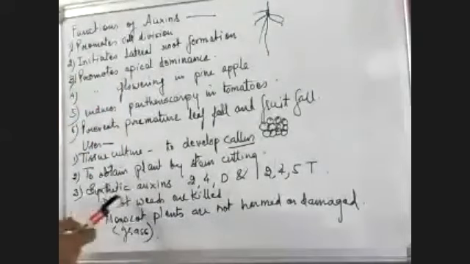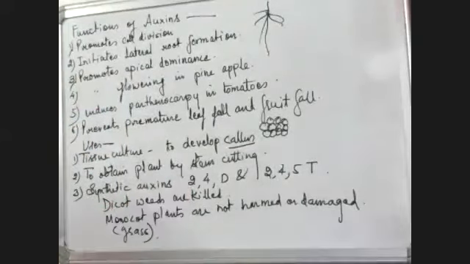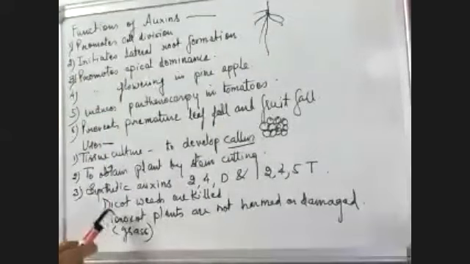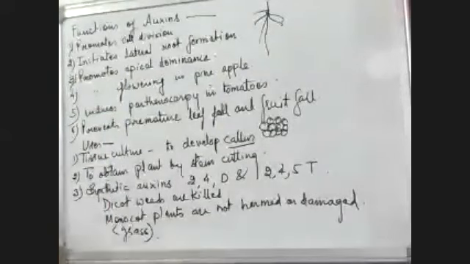Then there are synthetic auxins like 2,4-D and 2,4,5-T. Both of them help in killing dicot weeds. Suppose they are sprayed in a lawn where monocot plants, that means grass, are growing. Grass is monocot, so it will not damage or harm the grass. It will just kill the dicot weeds present in the lawn.